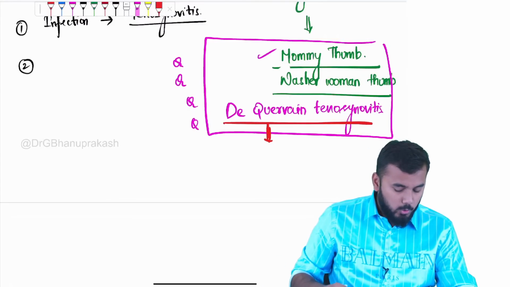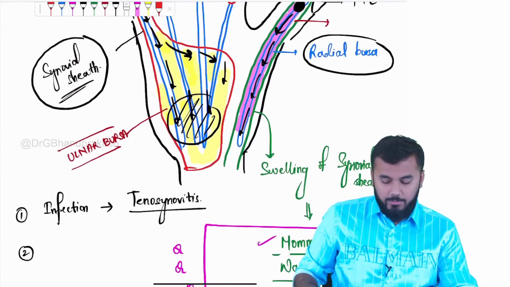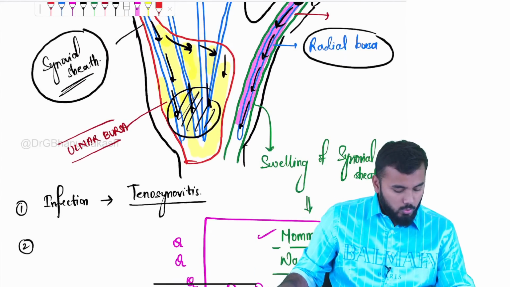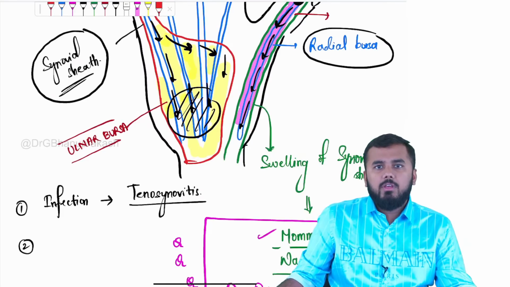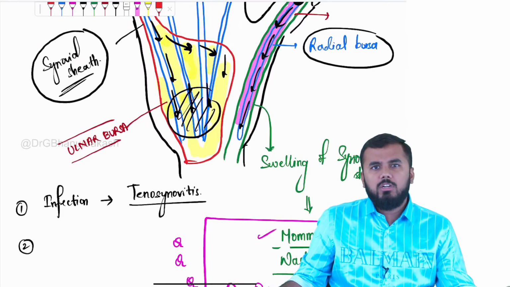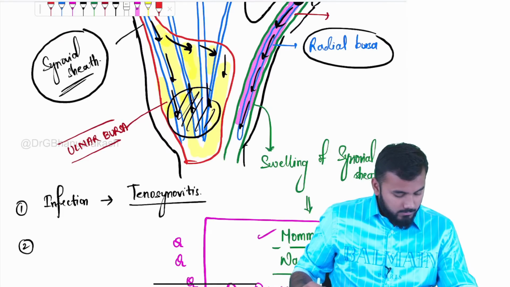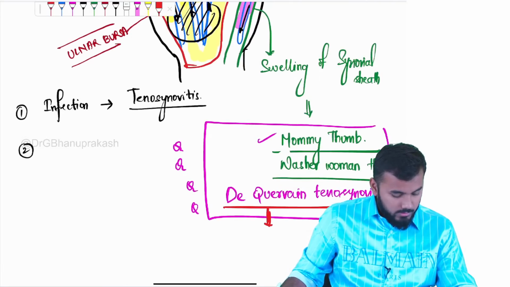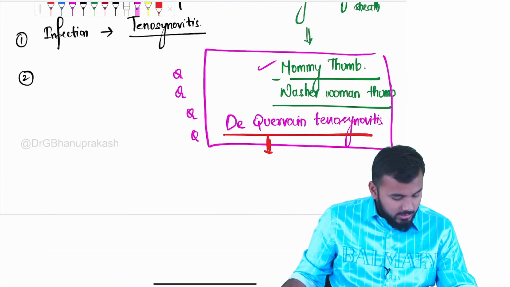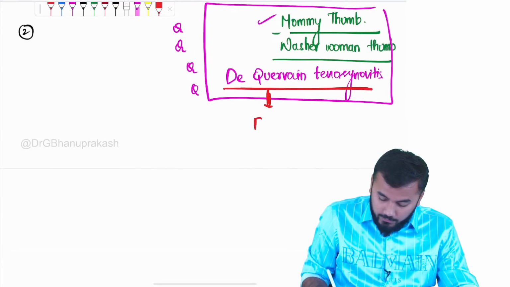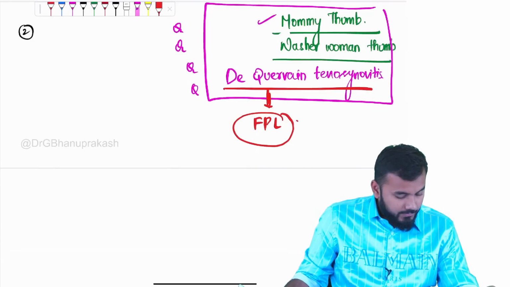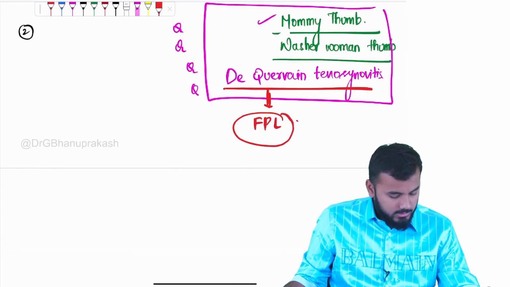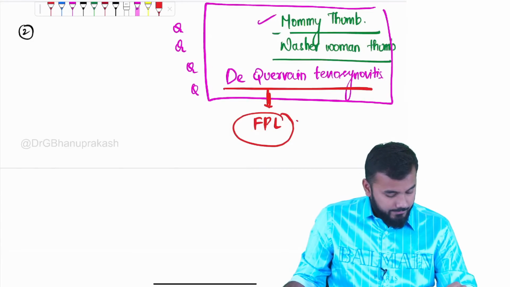Tenosynovitis is used for both of them. Tenosynovitis means inflammation of the tendons, right? So overall, it can be anywhere. Tenosynovitis can be anywhere wherever there are tendons which are inflamed. That is called tenosynovitis. Very good, excellent, it is flexor pollicis longus. Excellent. Flexor pollicis longus. Very good, guys, excellent.